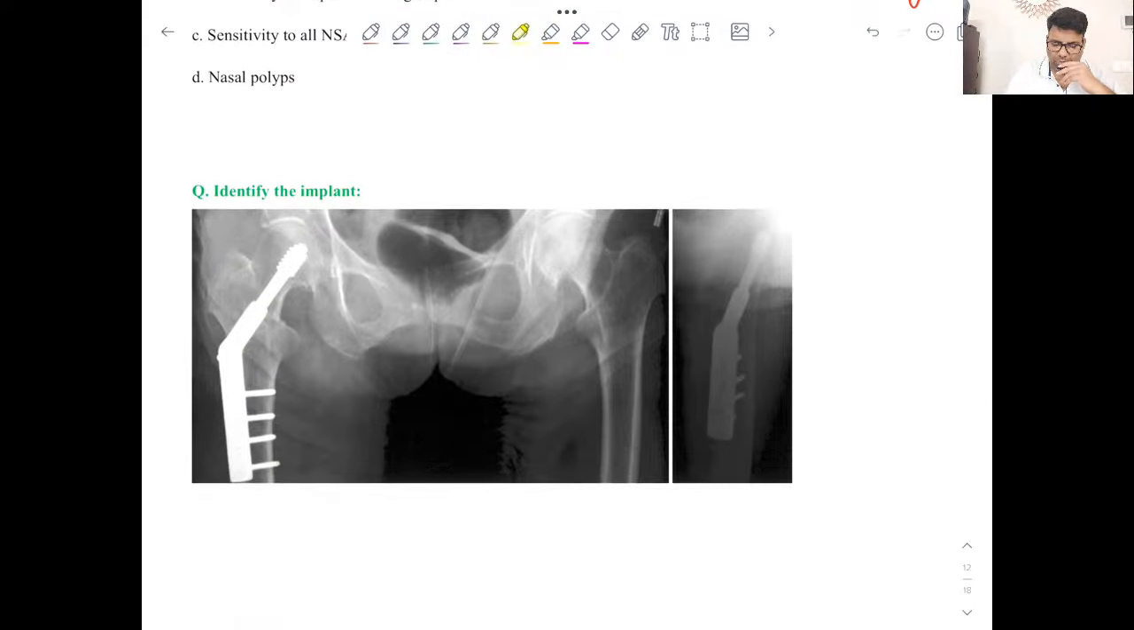Now there was one question in which an implant was shown. This is the AP view and this is the lateral view here. We can see an implant which has been inserted through the intertrochanteric area and through the neck of the femur, and finally we can see this threaded part here. So this is the dynamic hip screw.